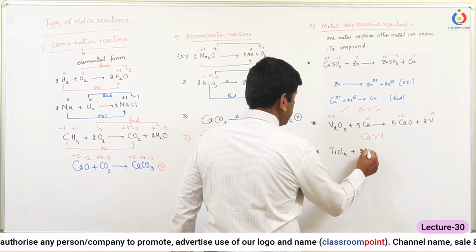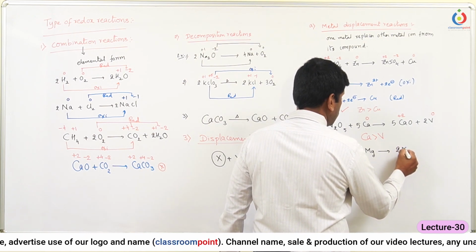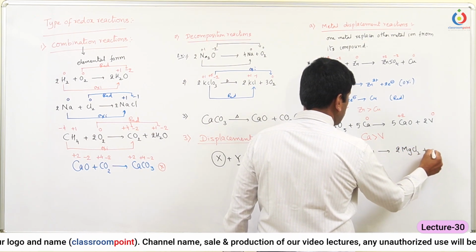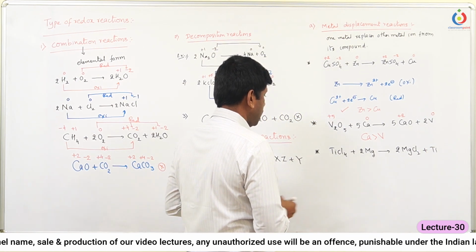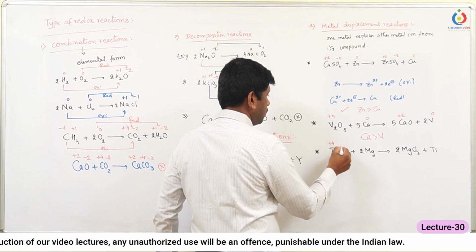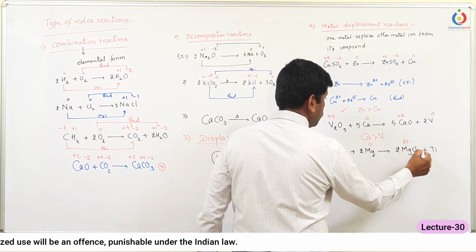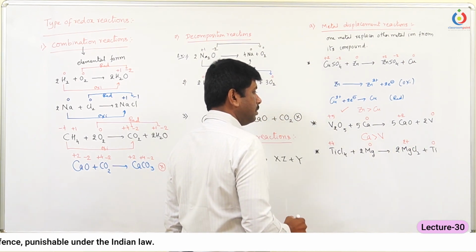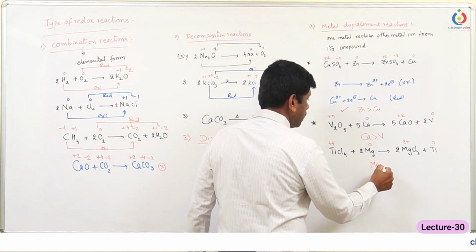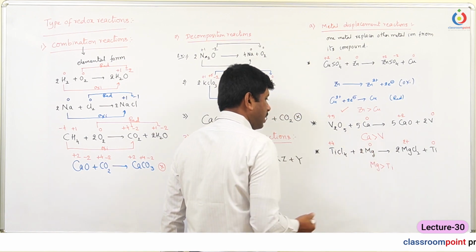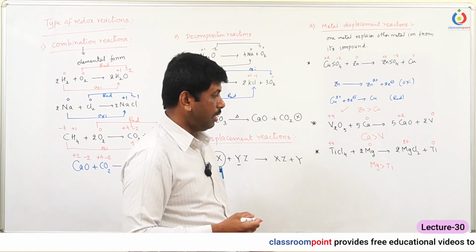TiCl4 plus 2 moles of the magnesium gives 2 MgCl2 plus titanium. So in this case, titanium oxidation state is +4, magnesium oxidation state is 0. Here magnesium oxidation state is 2 plus and titanium is equal to 0. So electron releasing ability is more for the magnesium than the titanium. At the same time, magnesium is a better reducing agent than the titanium, and magnesium is a more active metal than the titanium.